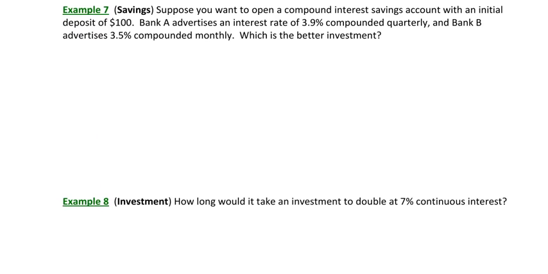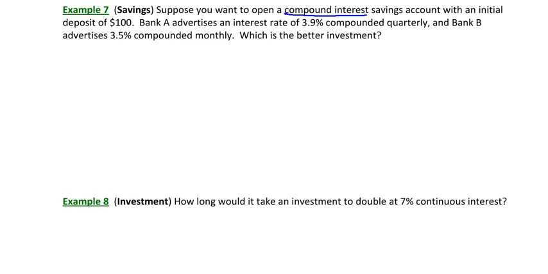Example 7 deals with savings. Suppose you want to open a compound interest savings account. Notice we're dealing with compound interest, not continuous interest, with an initial deposit of $100. Bank A advertises an interest rate of 3.9% compounded quarterly, and Bank B advertises 3.5% compounded monthly. Which is the better investment?